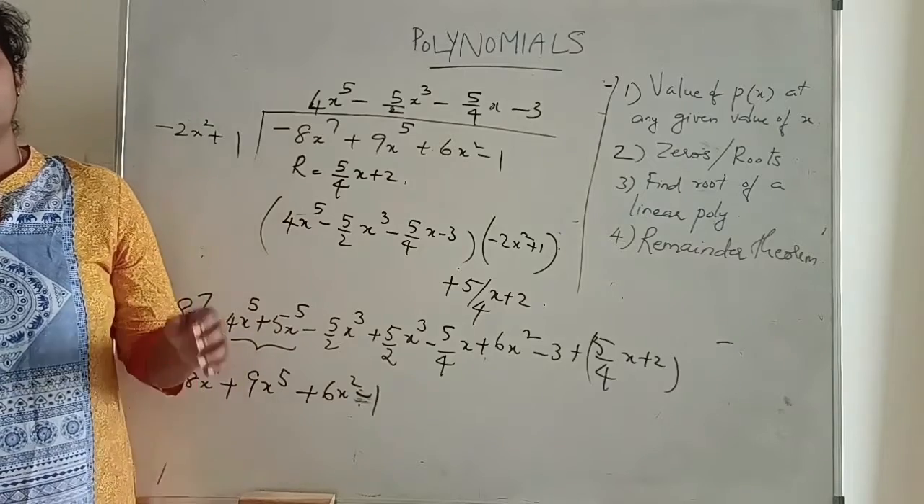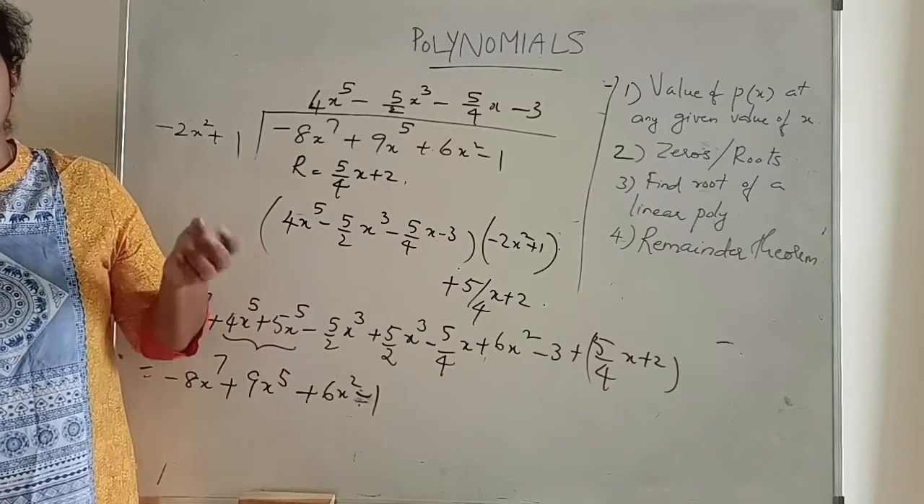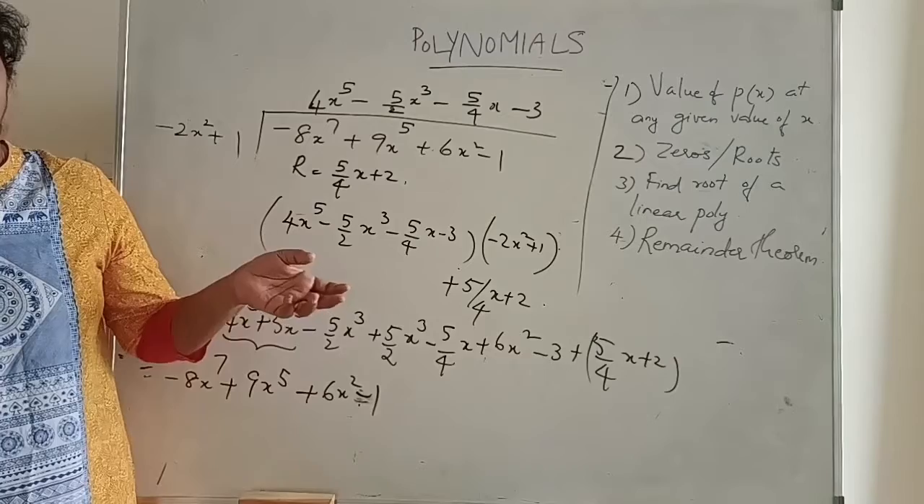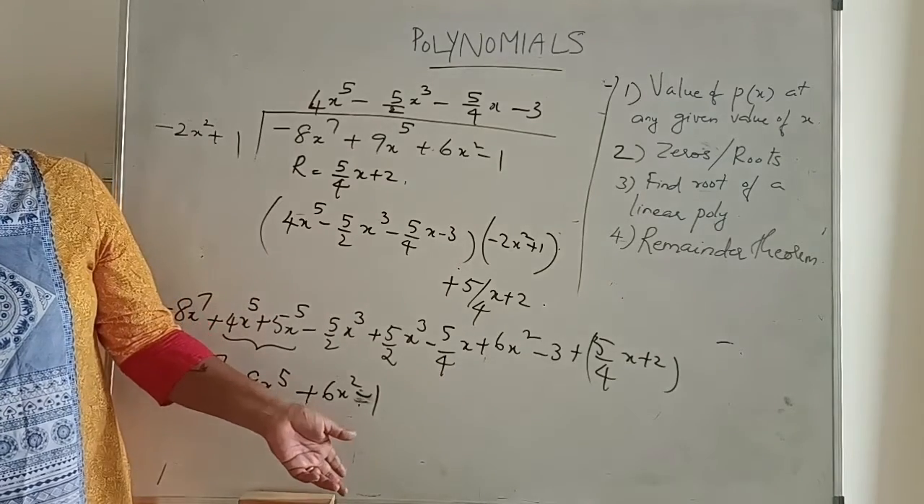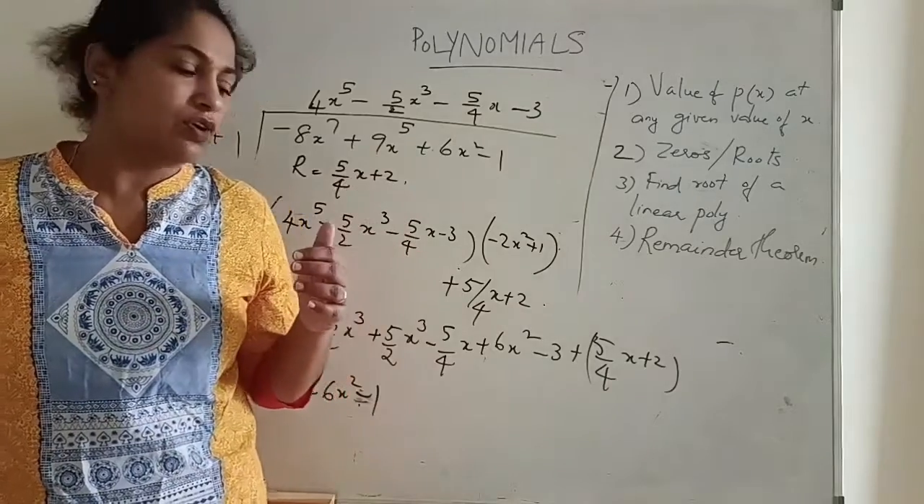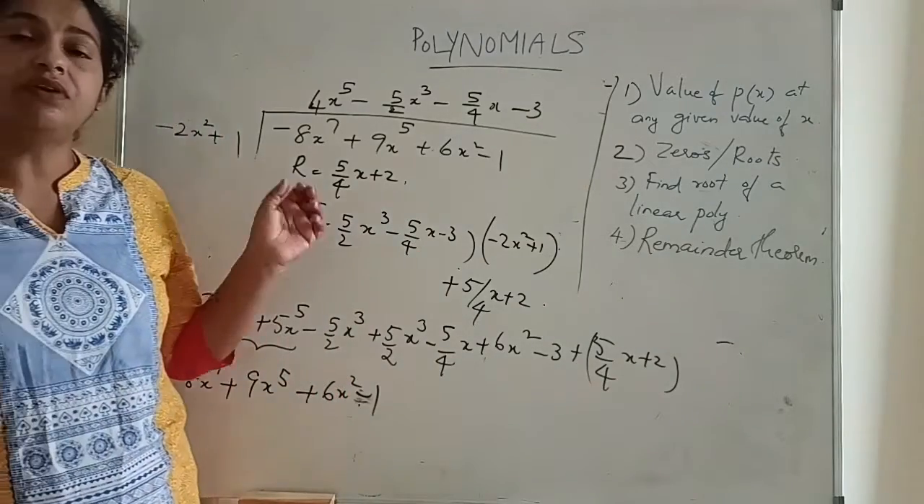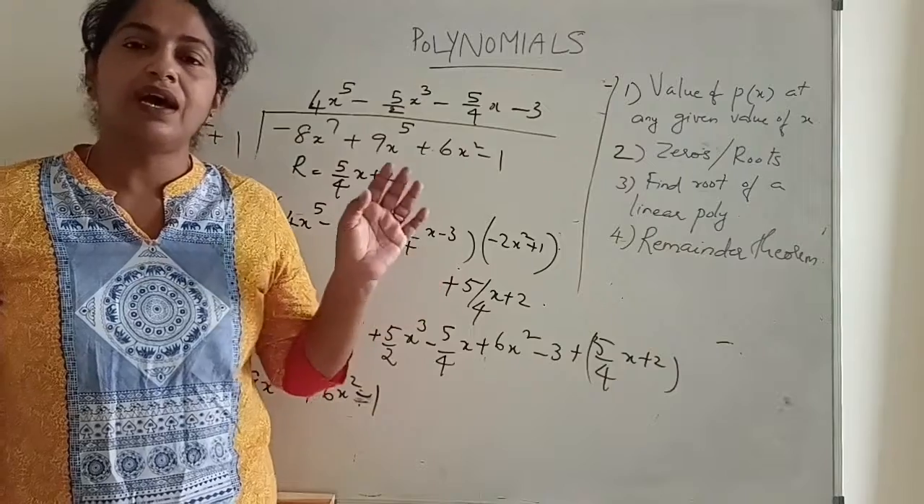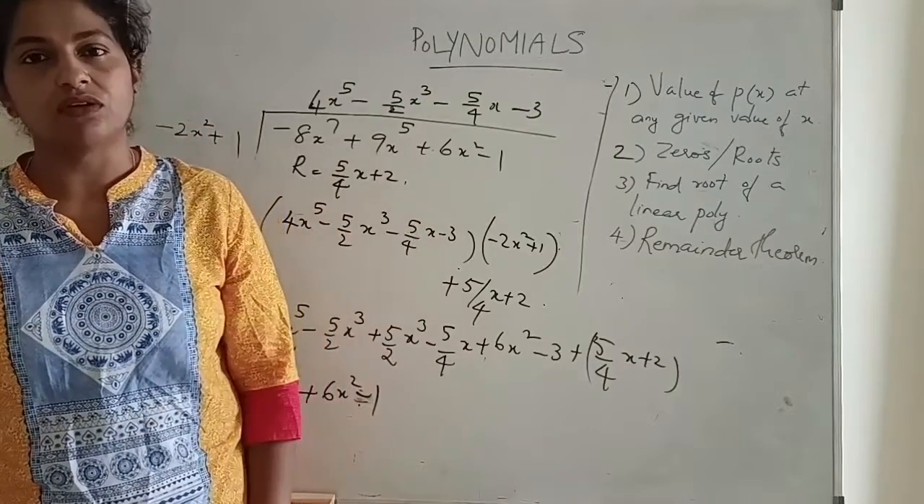Now the thing is that you can take up any polynomial that you want to, any random polynomial, divide it by any other random polynomial and find the quotient and remainder. In order to see if you are right or not, just use dividend is equal to divisor into quotient plus remainder and see if your answer is correct or not.